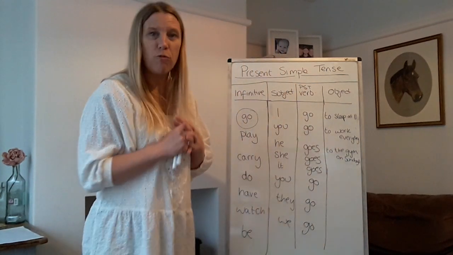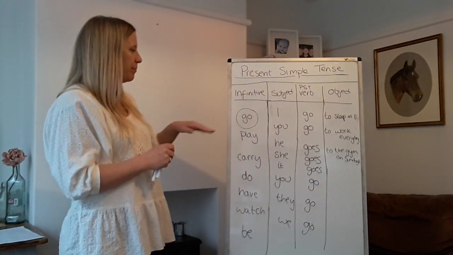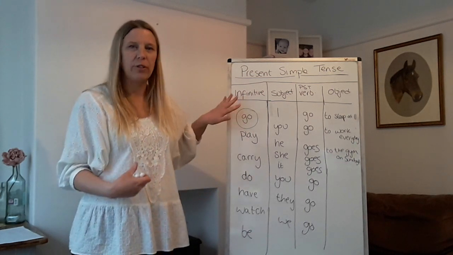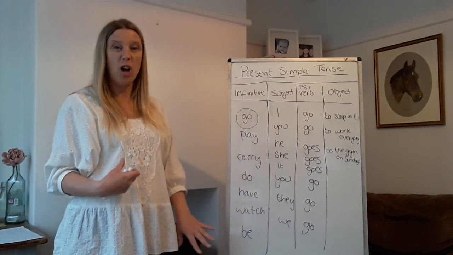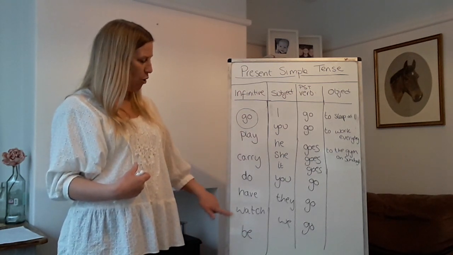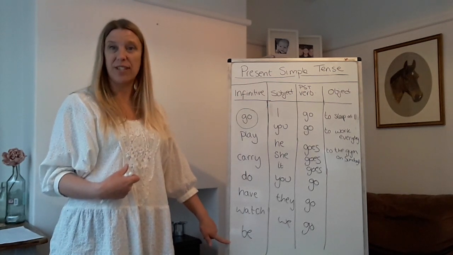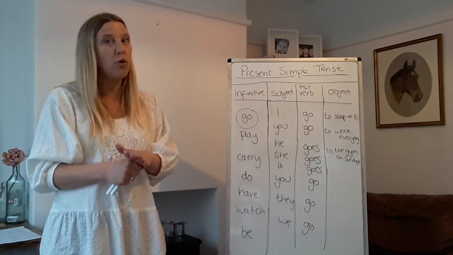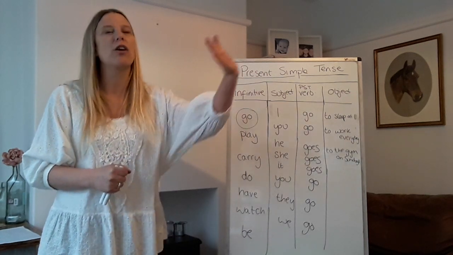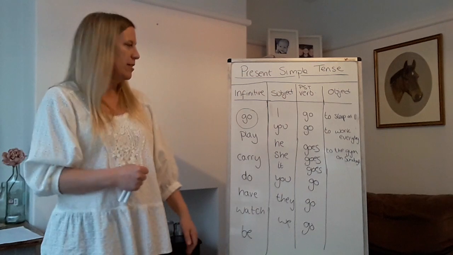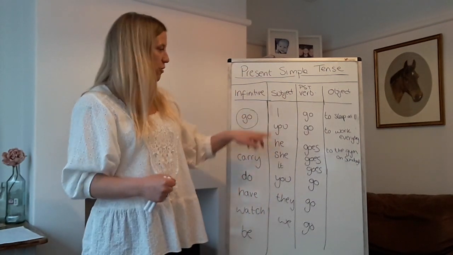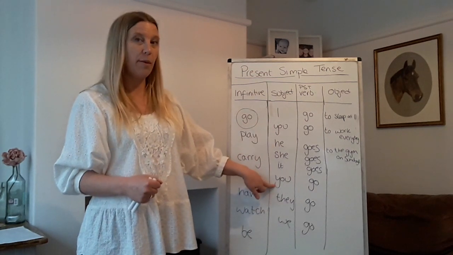So with the present simple, remember we talked about this last week. This is our infinitive verb, the base form of the verb. These are our verbs. Verbs are action words, doing words. I've got some here: go, play, carry, do, have, watch, and be. Those are our infinitives. It's really important you remember this language because you will have to use it, especially as you get better and better. Subject: I, you, he, she, it, you, they, we. So you singular, you plural, subject.